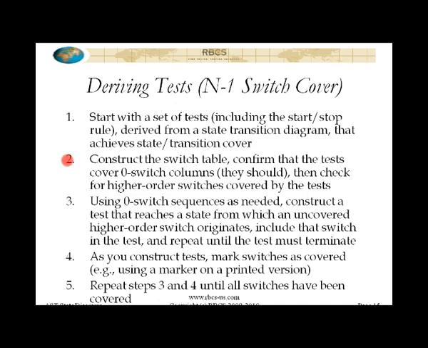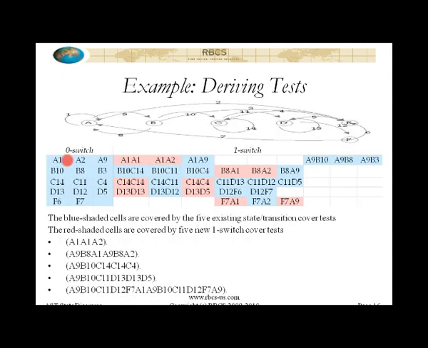So check to see what you've already covered. Then look at your 1 switches, 2 switches, 3 switches, however high you're going with this thing, that have not been covered. And take an existing test, or just use zero switch sequences to get you to a state where there is an uncovered higher order switch starting. Put that switch in the test, repeat until you get to a terminating state. Again, mark the switches covered. So you got the table, highlight them, you covered them. Repeat that until done.